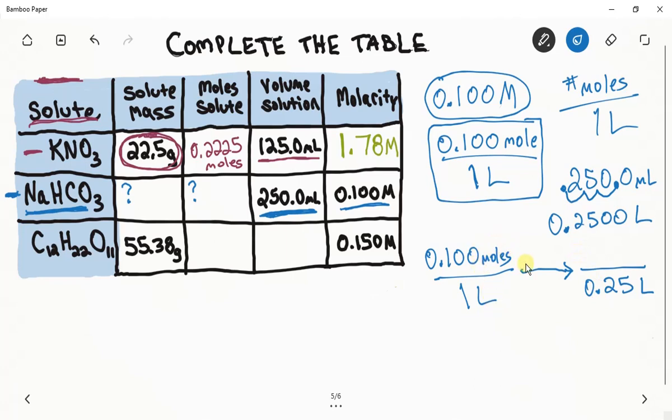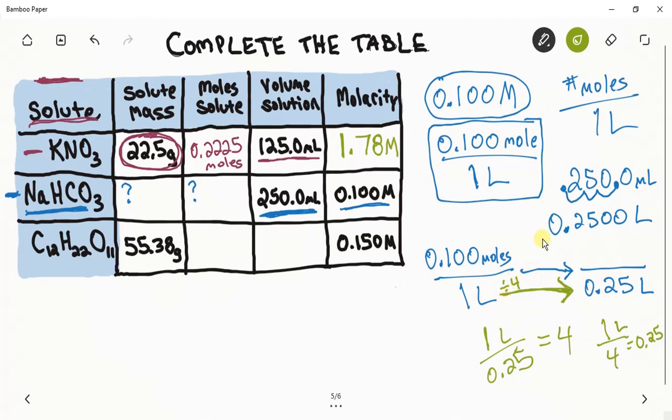So, how do we figure out how many moles that is? If you look at how we're going to make the liters into 0.25 liters, if you divide the 1 liter by 0.25, you're going to get 4. That means if you divide the 1 liter by 4, you'll get 0.25. It can go back and forth like that. So in order to turn this liter into 0.25 liters, we're going to divide it by 4.